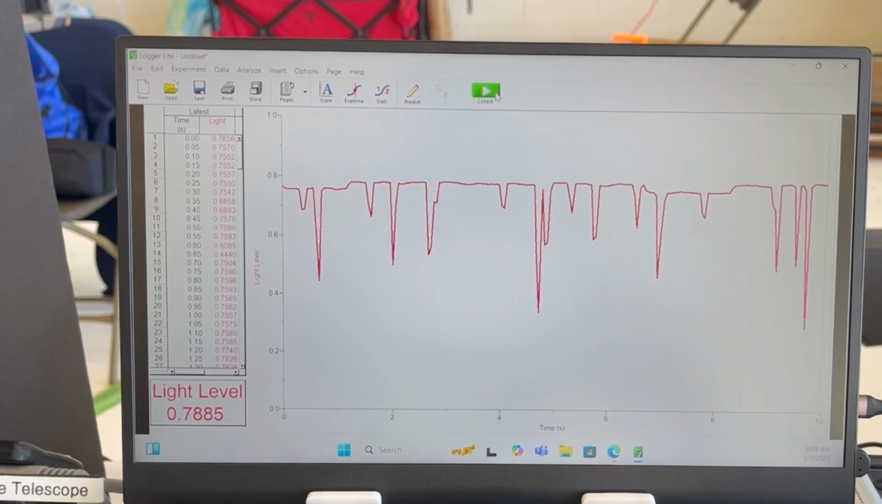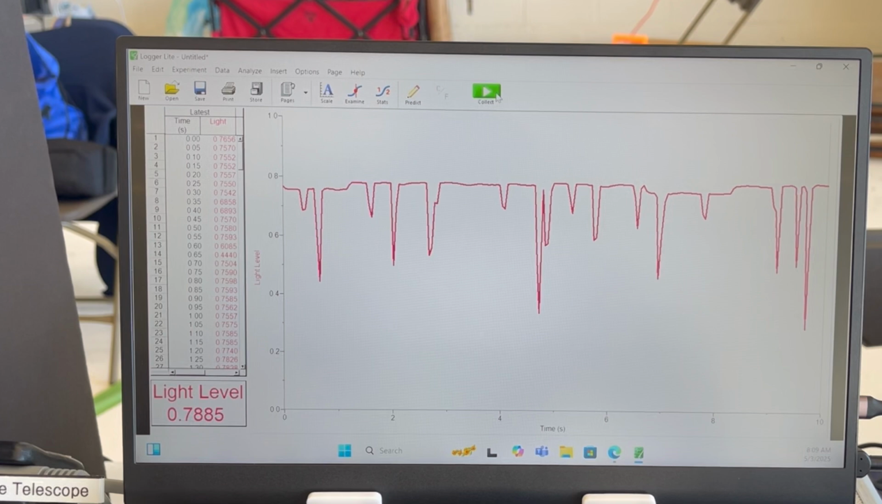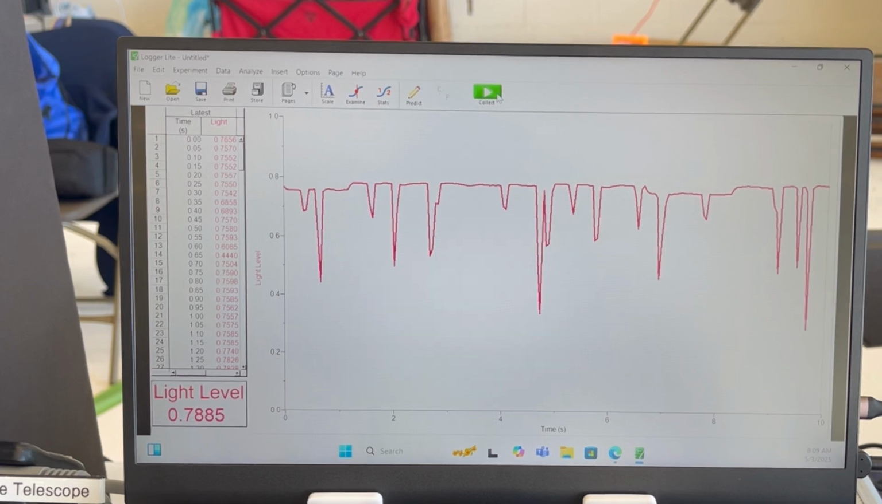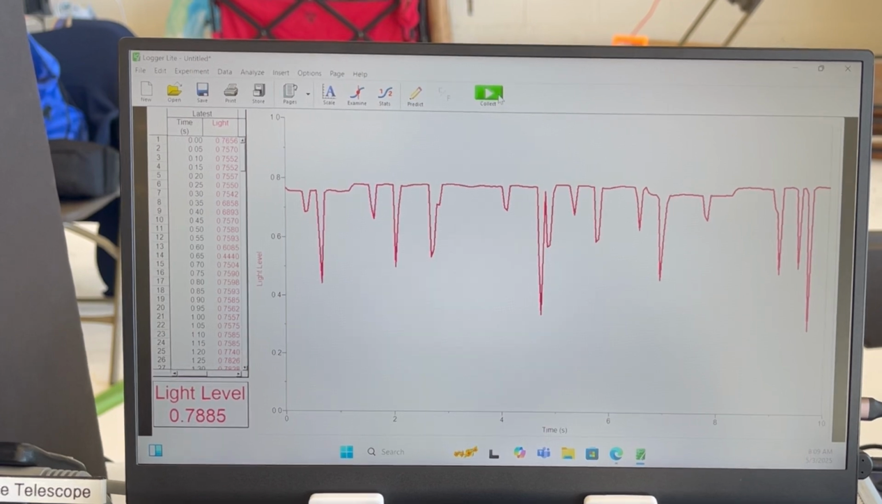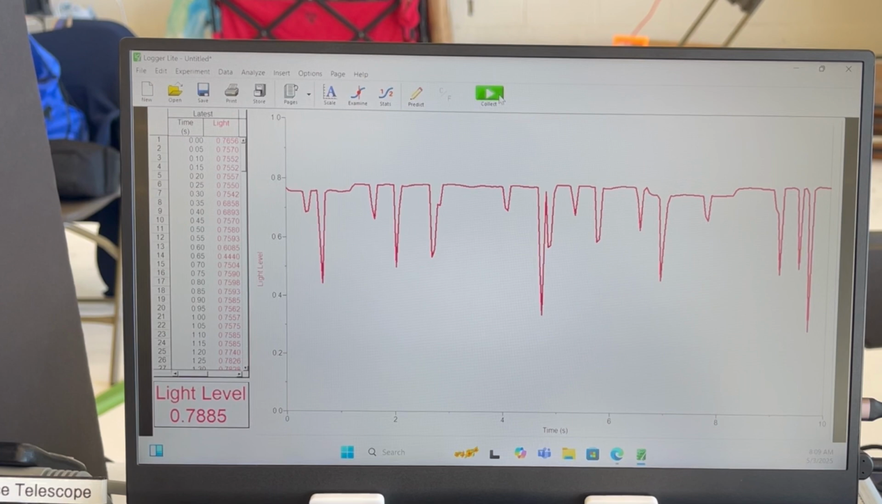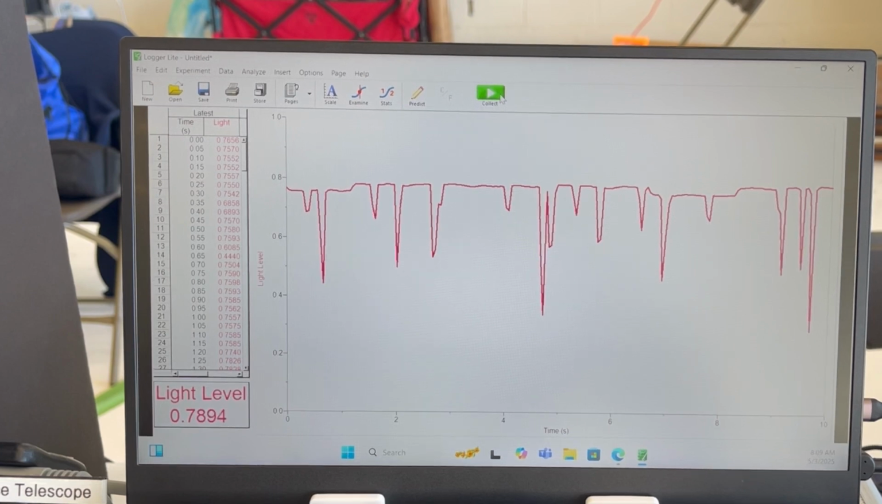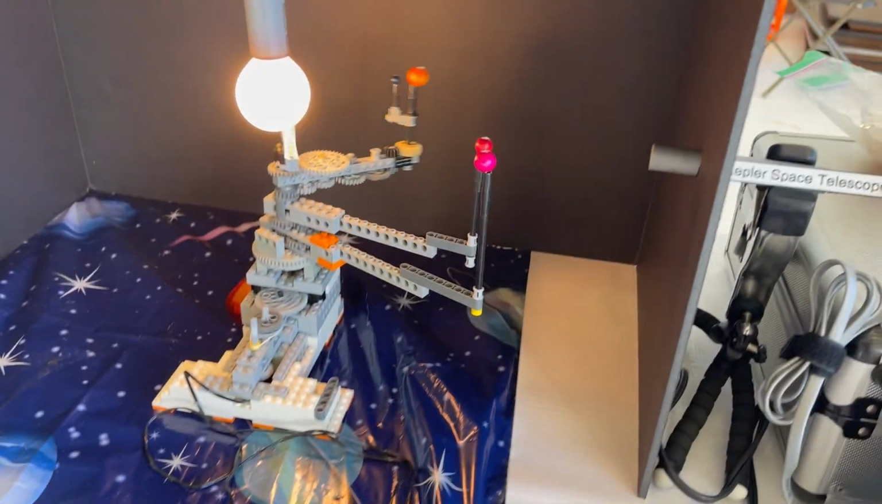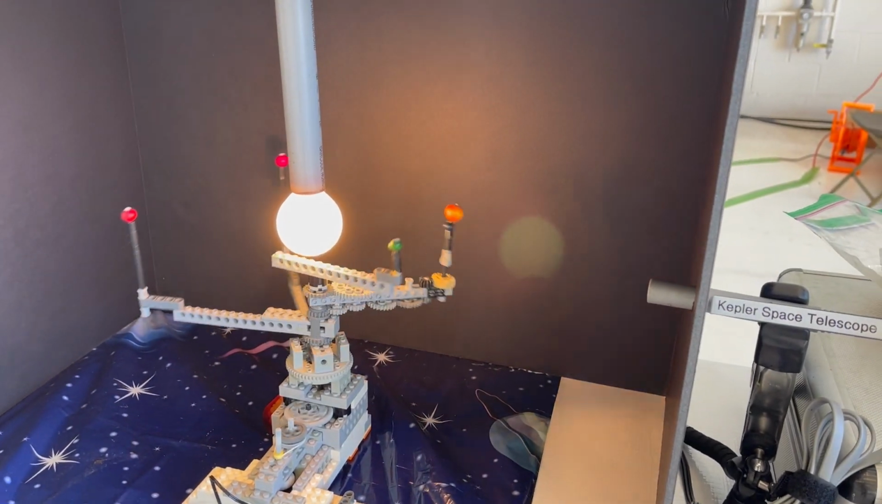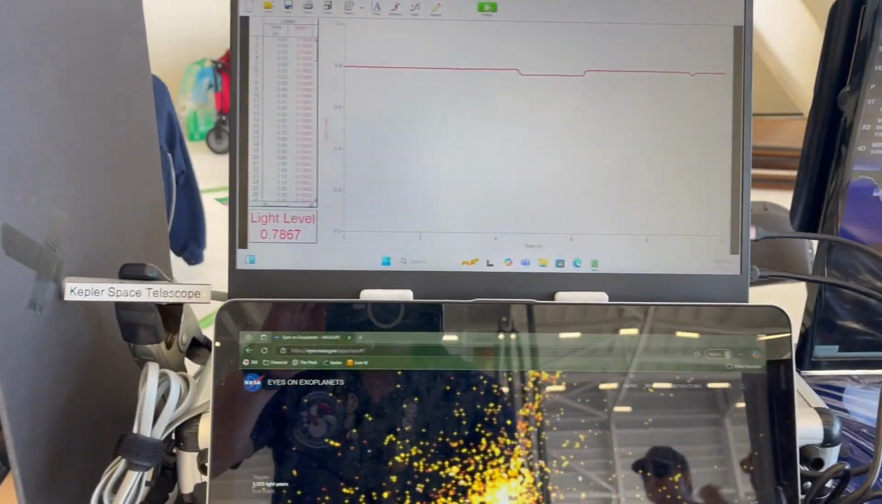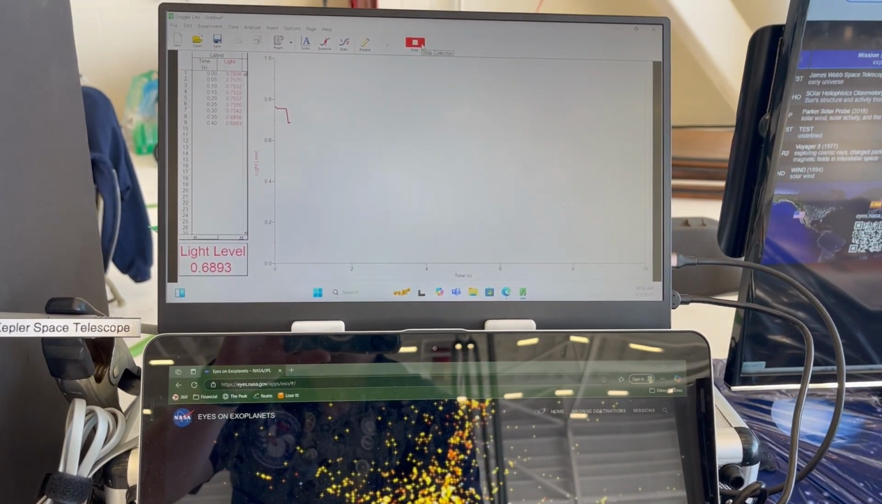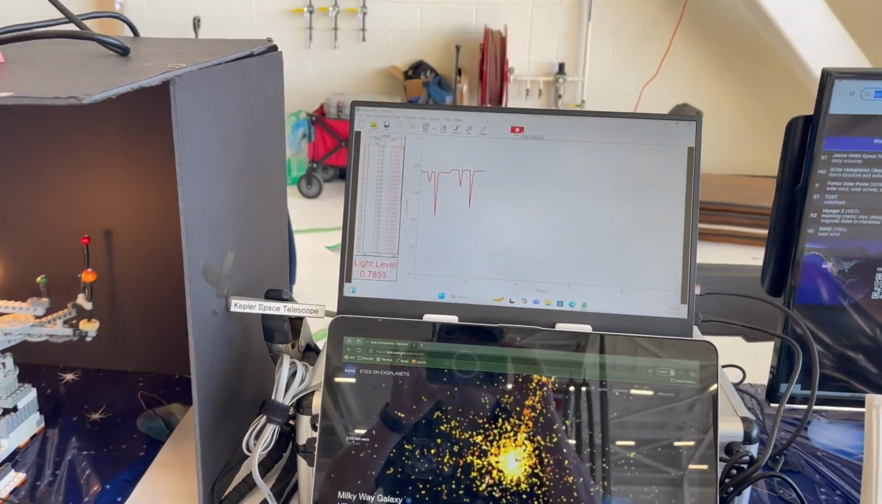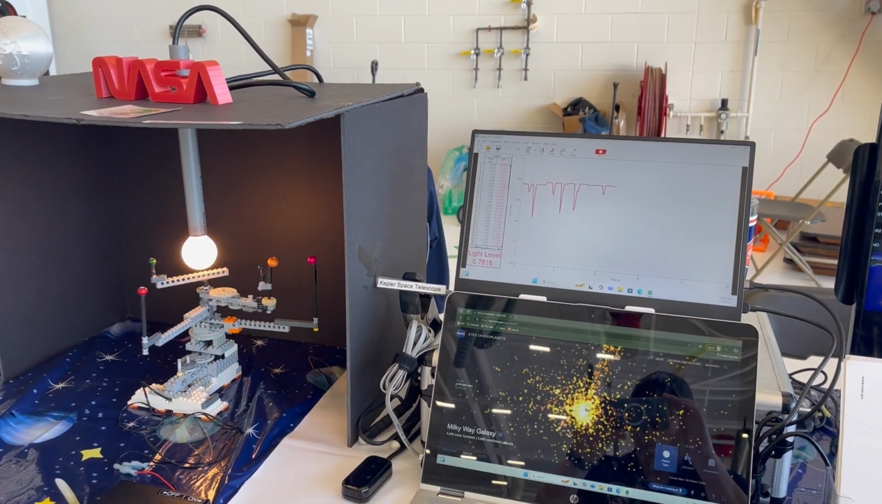So just by measuring the light output, understanding the amount of light that is blocked by the planets, we're able to determine lots of information about that exoplanet system in terms of the number of planets, the size of the planets, where they're orbiting, the overall mass of the system, etc. So go build your own version of the Kepler Space Telescope experiment with a Lego Orrery.